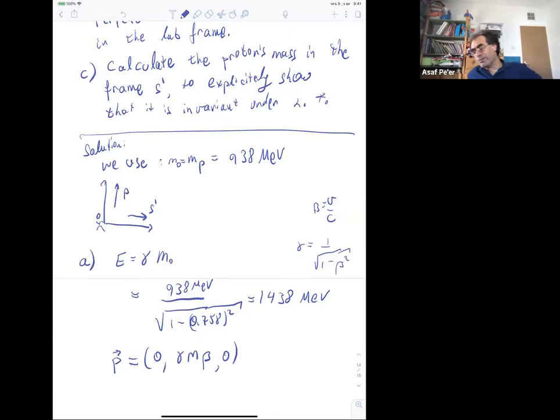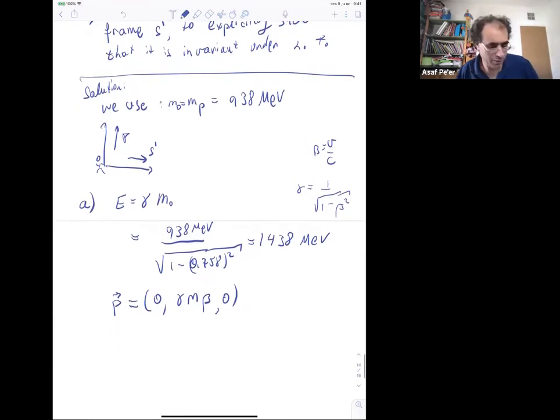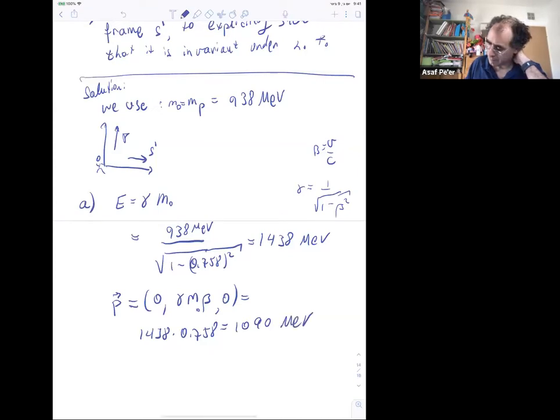So the only non-zero component of the momentum is in the y direction, and this is just gamma times m0 times beta. Gamma times m0 is 1,438, so it's just 1,438 times beta, which is 0.758, so it's 1090 MeV in the y direction.